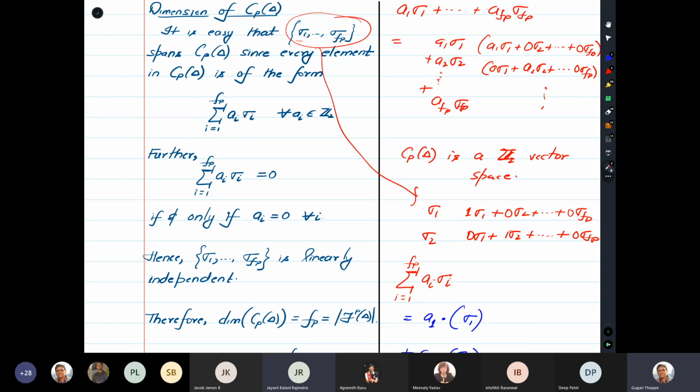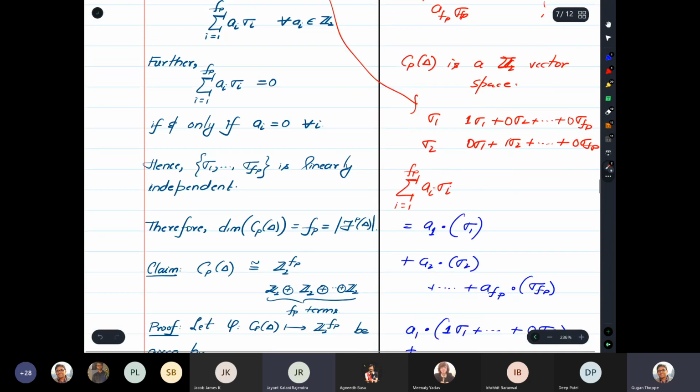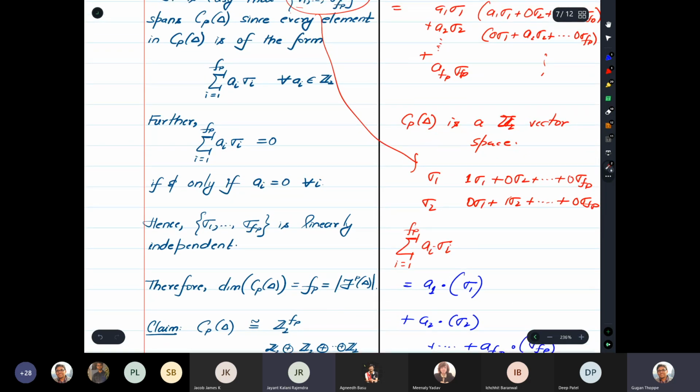Okay, so in this way we have managed to show that these many p chains actually span C_p(Δ), right? However, from this we cannot conclude that this is a basis, because we also have to verify that this is actually linearly independent, right? So let's just verify that this is linearly independent.